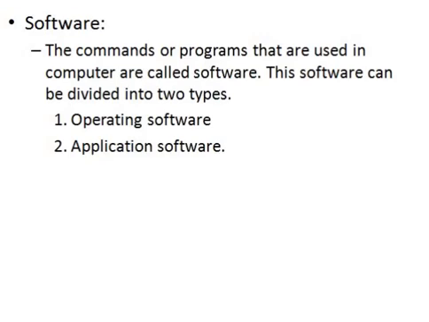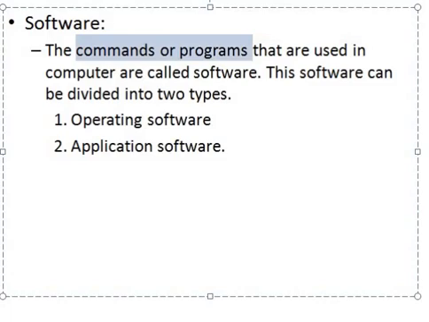Now, the last heading in this chapter is about software. Software is nothing but the commands or programs that are used in the computer. For example, your MS Paint is a software, your Windows is a software, MS Word is a software, the games you install, all those are software. The commands or programs that are used in the computer are called software.